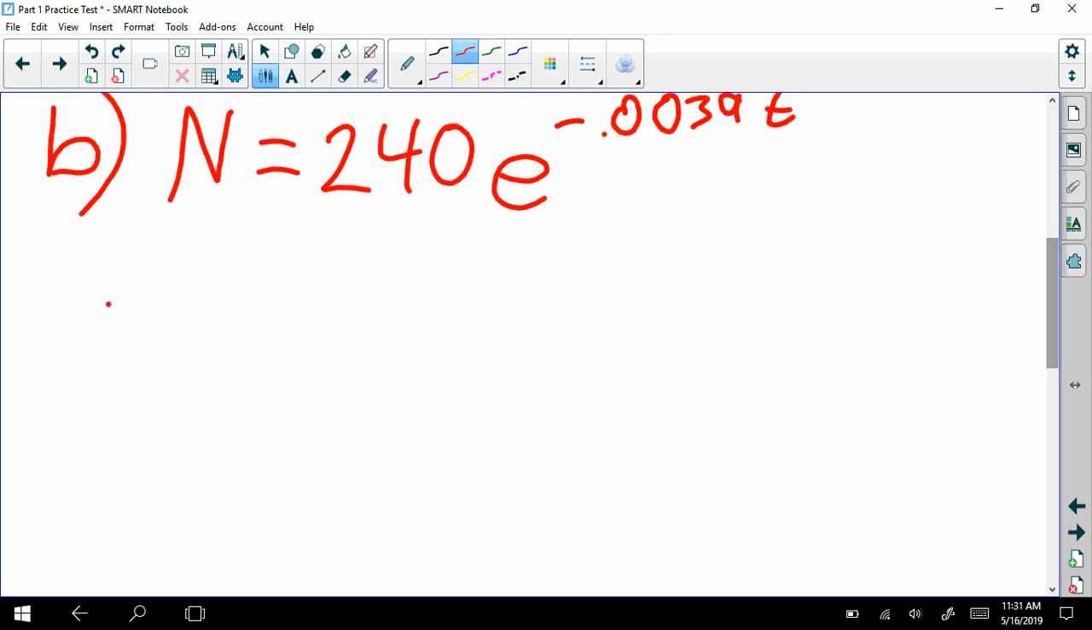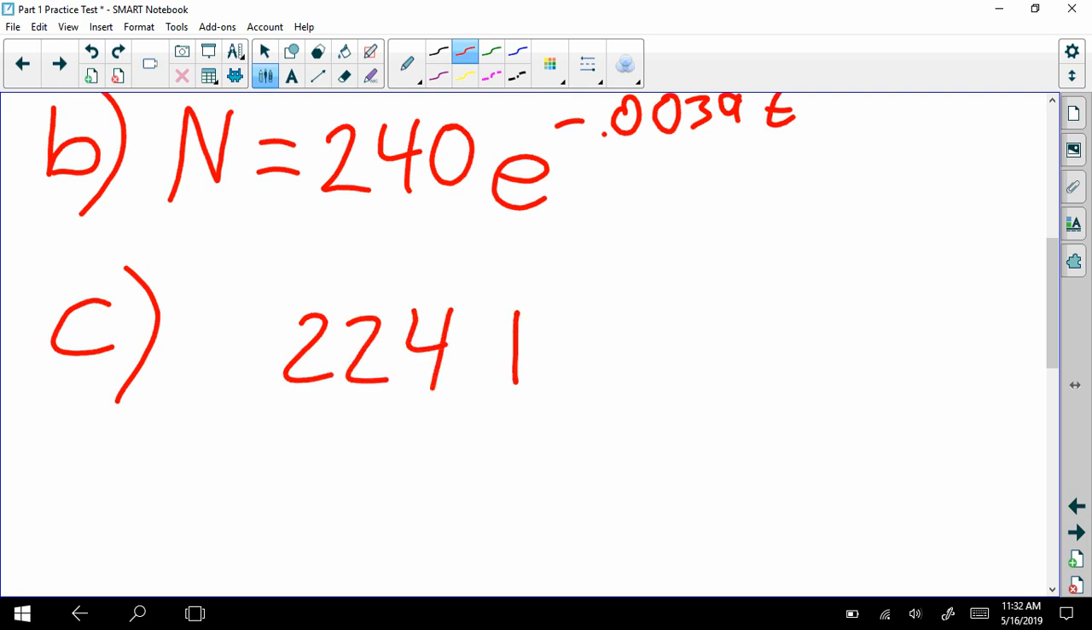So part C, 17 days, it's 224 point something pounds. You can round to the nearest whole number. If you used your rounded equation, it's going to be 225. Close, but a little bit different.